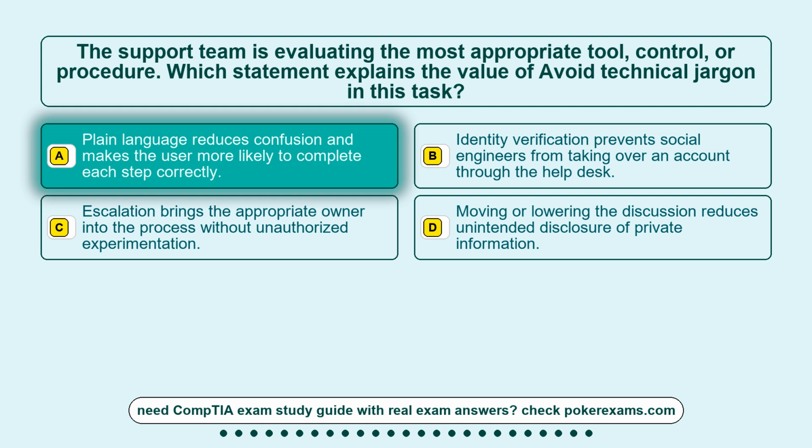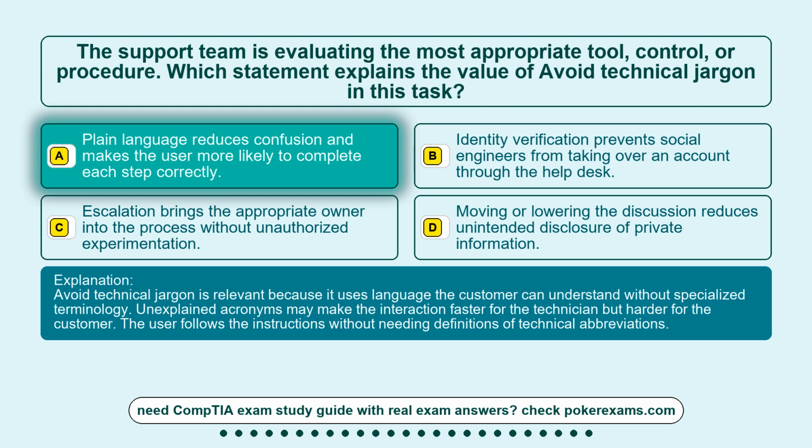The correct answer is option A. Plain language reduces confusion and makes the user more likely to complete each step correctly. Avoiding technical jargon is relevant because it uses language the customer can understand without specialized terminology. Unexplained acronyms may make the interaction faster for the technician but harder for the customer. The user follows the instructions without needing definitions of technical abbreviations.